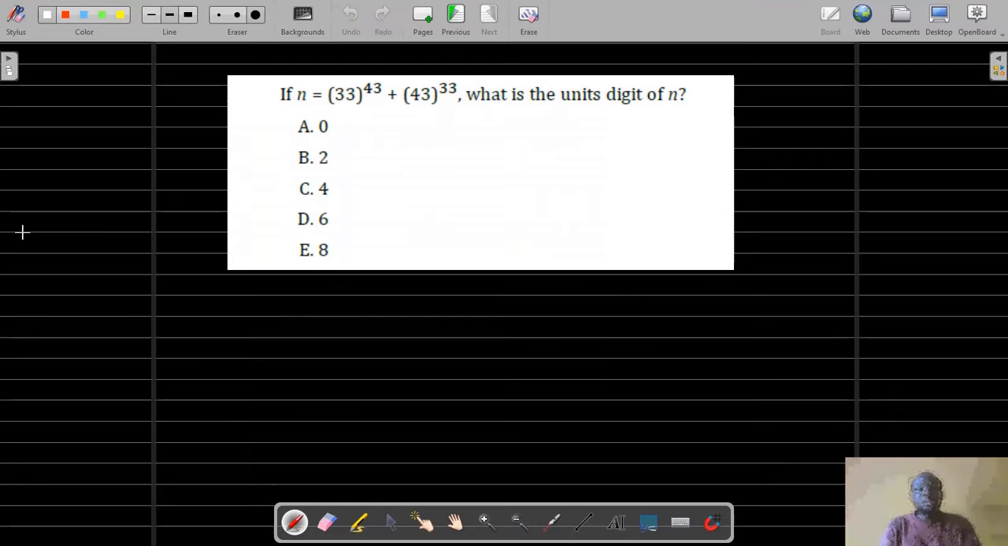So you can see how easy it is. This is a similar question, and we are told, what is the unit digit of n? So basically, you have to find the unit digit for this and the unit digit for this, and sum it up and tell us what the unit digit will be. Now, this question is under the GRE section.